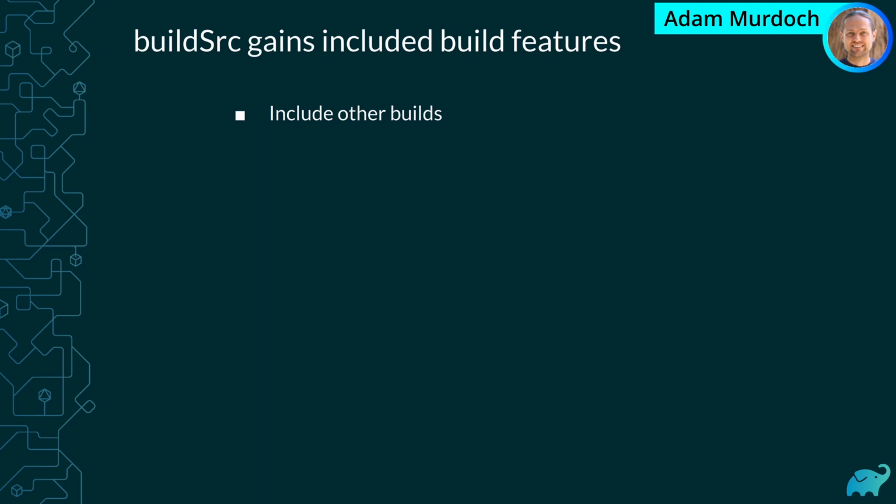Finally, build source can now include other builds. This is useful if you have some shared convention plugin that you want to apply to your main build and also to build source.